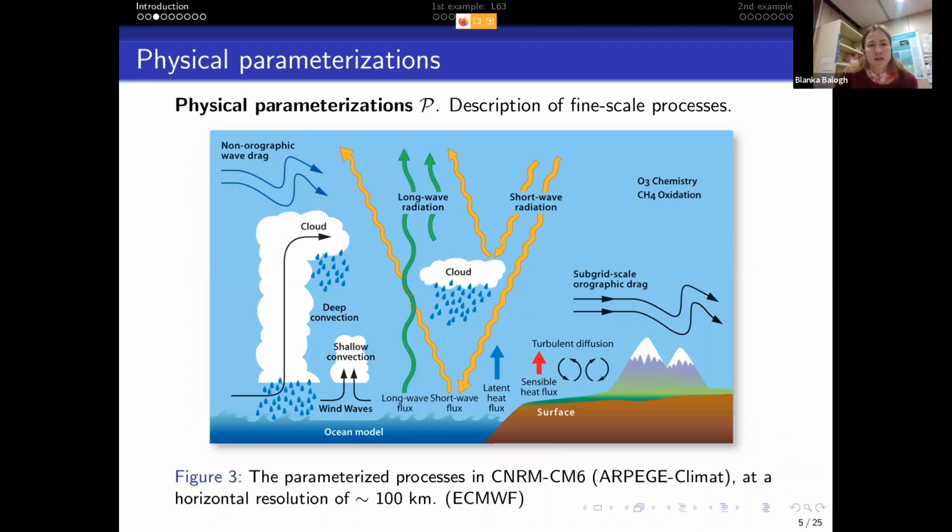To represent these fine-scale processes, we develop physical parameterizations, which are parametric functions. In the case of our climate model, Arpège Climat, which has a resolution of 100 kilometers, these processes are non-orographic and orographic wave drag, cloud radiative transfer, latent and sensible heat fluxes, turbulence, atmospheric chemistry, and what interests us a lot, deep and shallow convection.